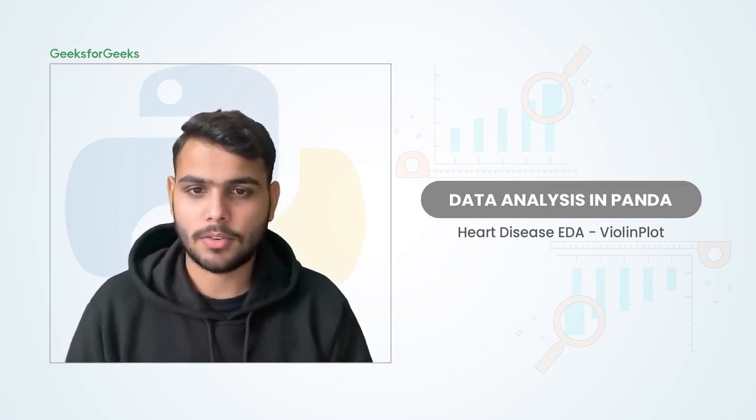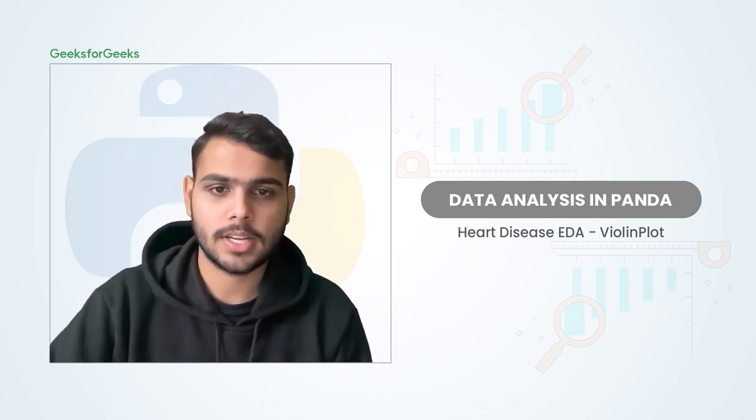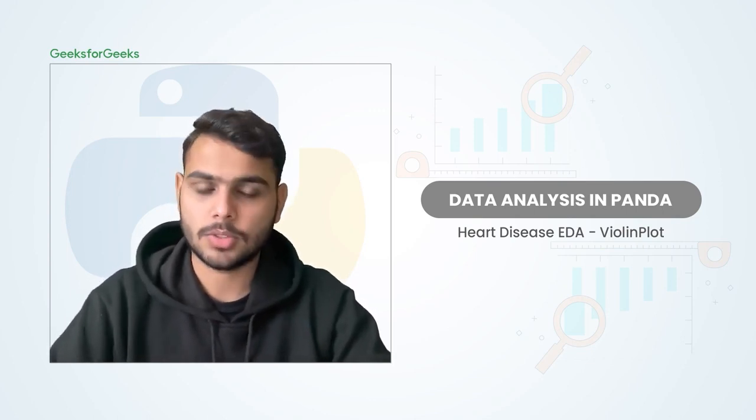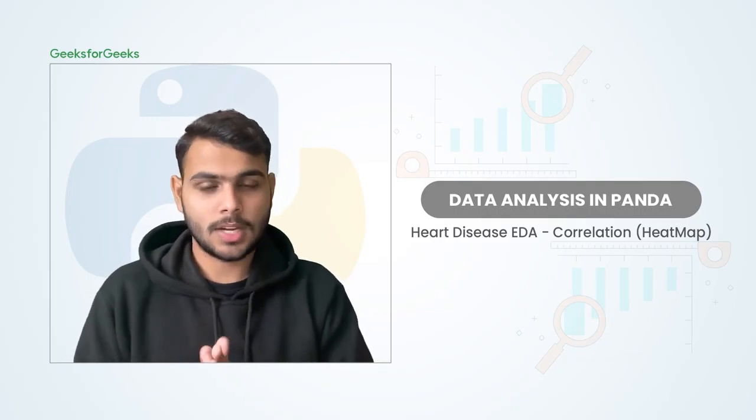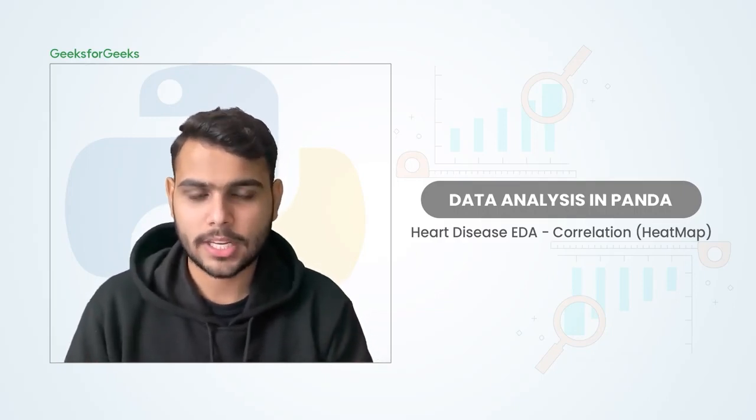I'm hoping you are clear with the concept of where we can use a violin plot. We have plotted a violin plot with different columns like heart disease or sex. So what you can do is apply it on your own for different permutations and combinations of the columns you have. Now we know how the different columns work, and how we can analyze multiple columns at a time.